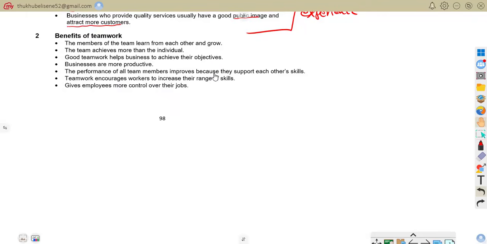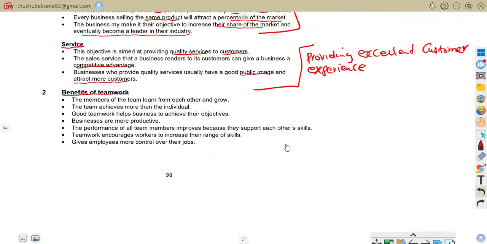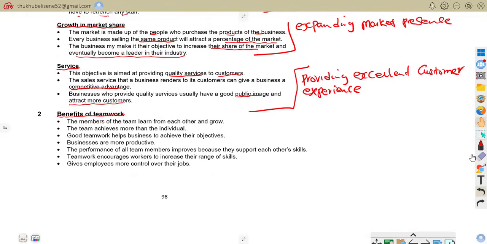Now we come to the benefits of teamwork. So here we are on benefits of teamwork. The first one says the members of team learn from each other and grow. So we are talking about team members sharing knowledge and expertise.